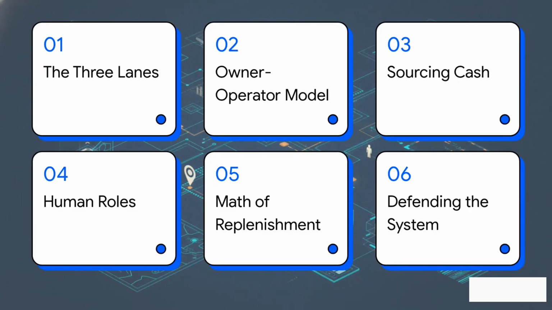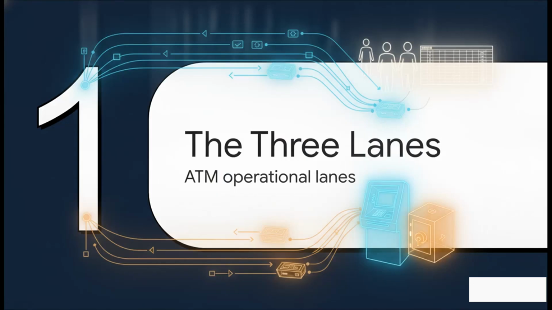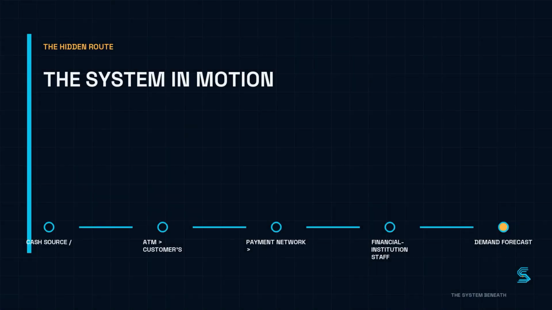So here's our game plan. We'll look at the 3 operating lanes of an ATM, dive into the owner-operator model, see where the cash actually comes from, define who gets to touch the machine, break down the crazy math of refilling them, and finally, look at how the whole thing is defended. Okay, Section 1, the 3 lanes.